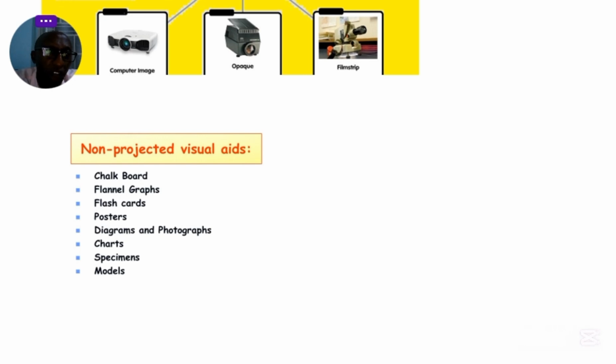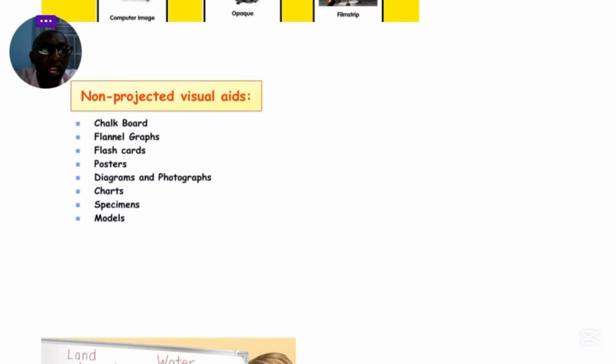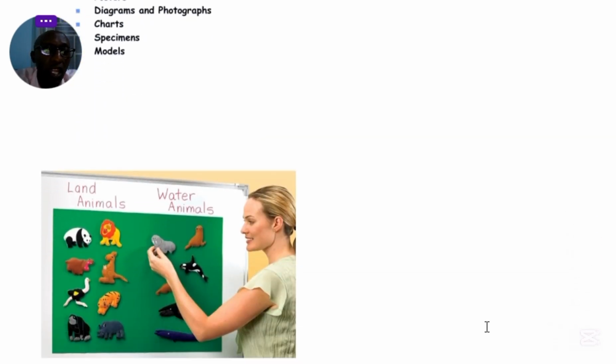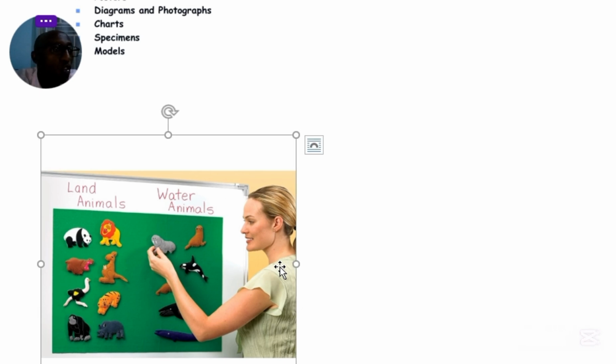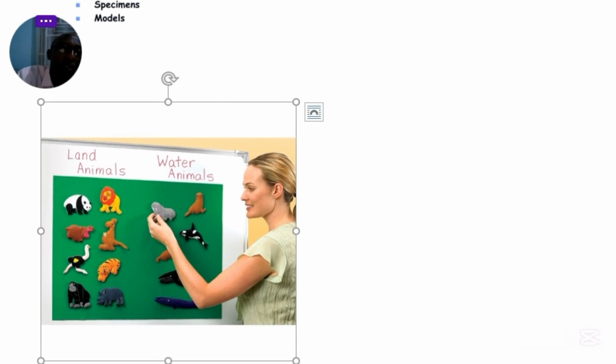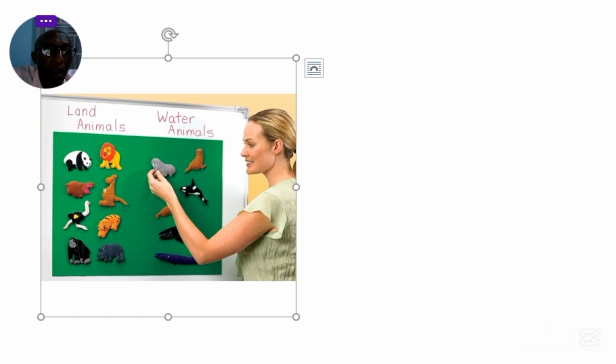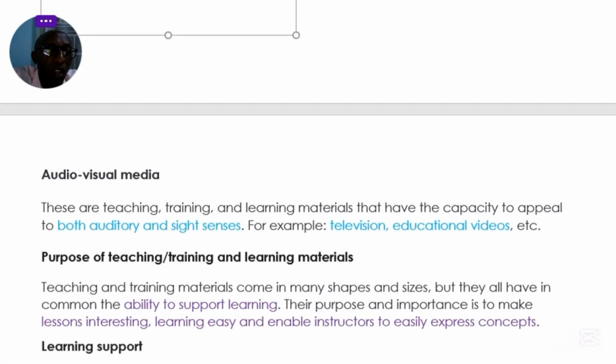The non-projected visuals are the blackboard, the flannelgraphs, the flashcards, the posters, photographs you pin, charts you pin, specimens you put up in a corner, models. This teacher here has constructed the flannel board. You see the flannel board? It can stick pieces of items on that.